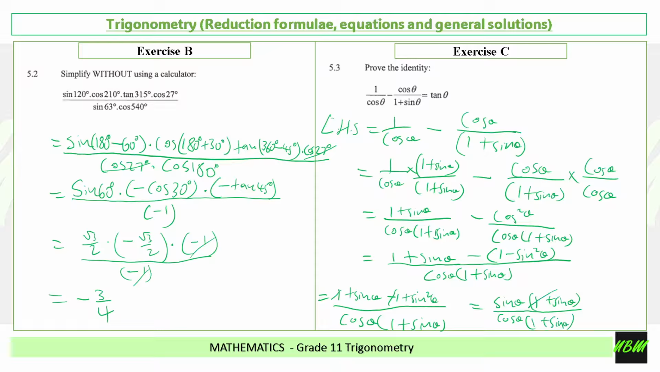1 plus sine theta cancels 1 plus sine theta. What is sine theta divided by sine theta? Quotient identity, it is tan theta. Tan theta is equal to our right hand side. So that is how we prove the identity for question 5.3.